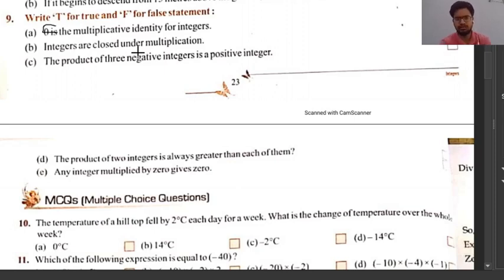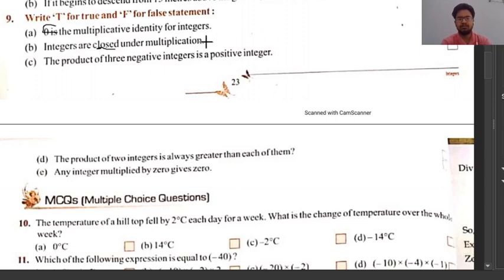Integers are closed under multiplication? Yes, absolutely. What is the closure property? Closure property says that we choose any two elements and apply the operation whatever the question is telling, and after that the result we get is a number in that same category. It means the closure property exists there.